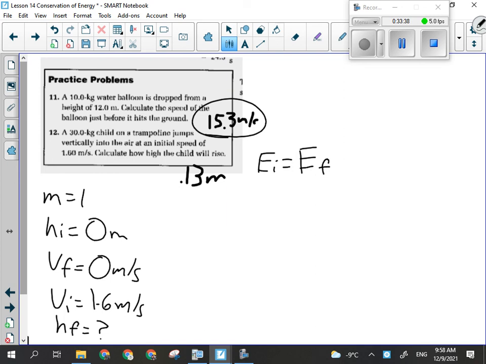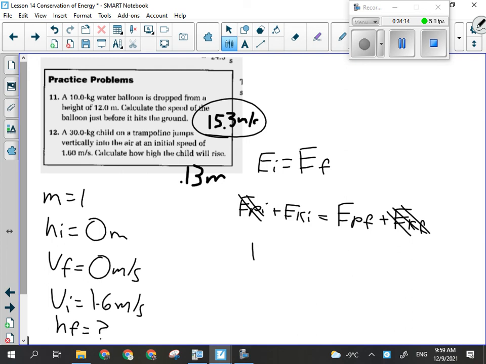Initially, I would be on the ground where I would have no potential energy, so my EP initial is 0. I do have kinetic energy initially because they tell me the kid's moving at 1.6 meters per second. At the end, I would definitely have potential energy because they'll be further up in the air, and my kinetic energy, when they're at their maximum height, would be 0, because they're not moving there. So we've got our initial kinetic equals our final potential, kind of the flip-flop of the first two we did.